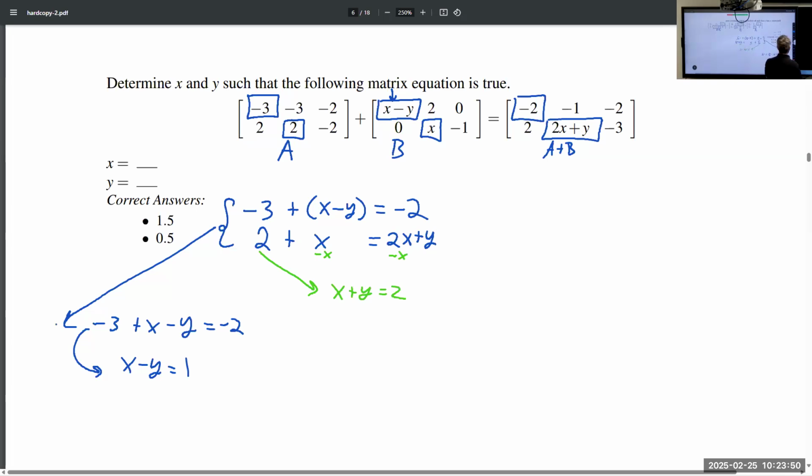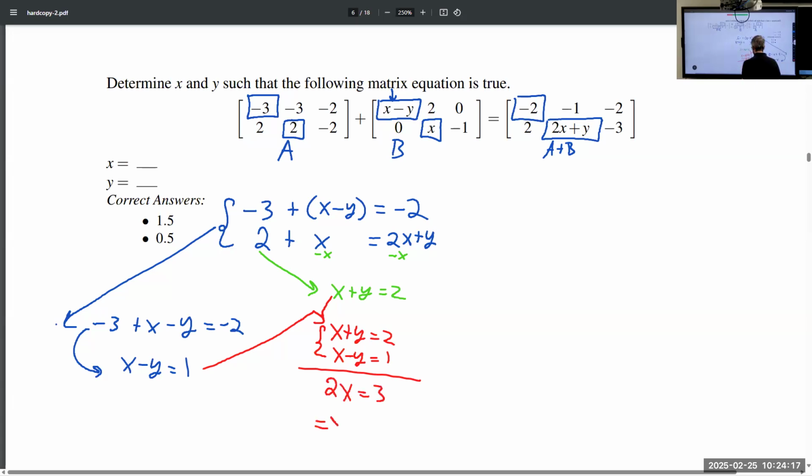So I think I have a plan now. I have x plus y equals 2. I have x minus y equals 1. I think if we just added these things up, we would be ready to go because the y's are equal and opposite right now. So this would give me 2x equals 3. And that implies that x is 3 halves.